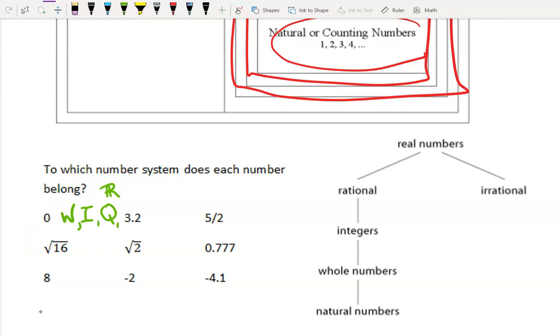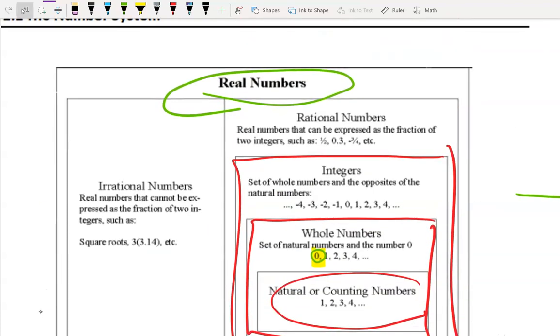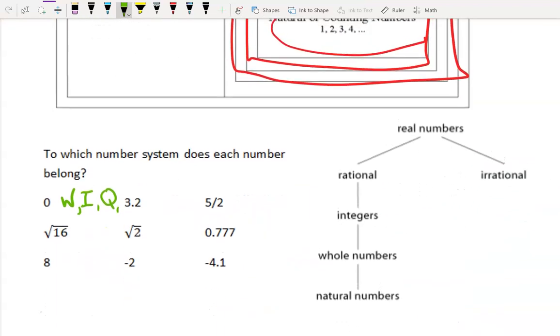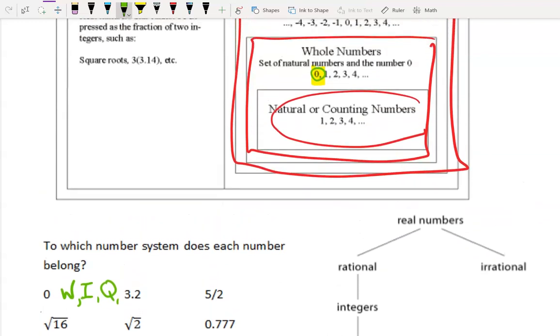All right, so I don't need you to write that. The real numbers are, we put two lines like that with an R. Okay, these are all real numbers. So next one, 3.2.